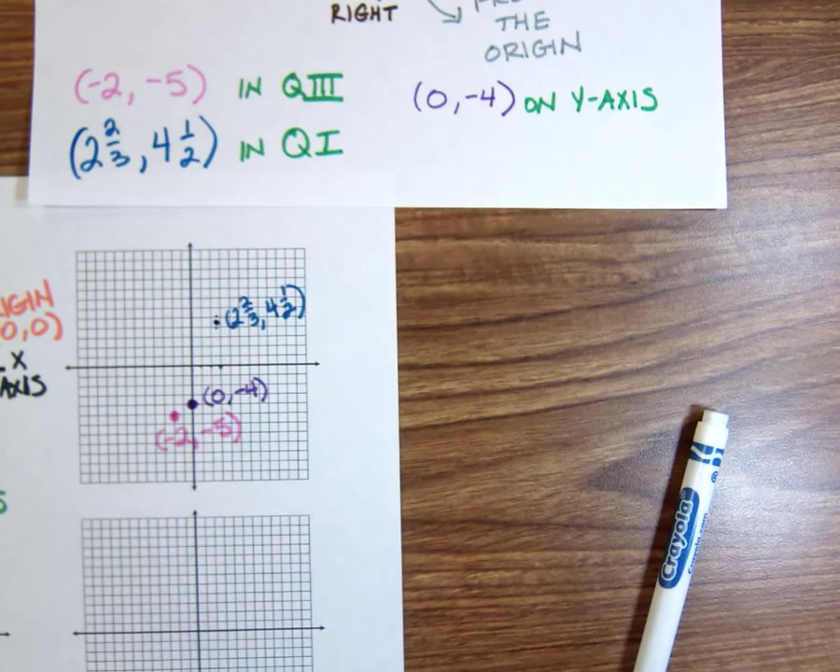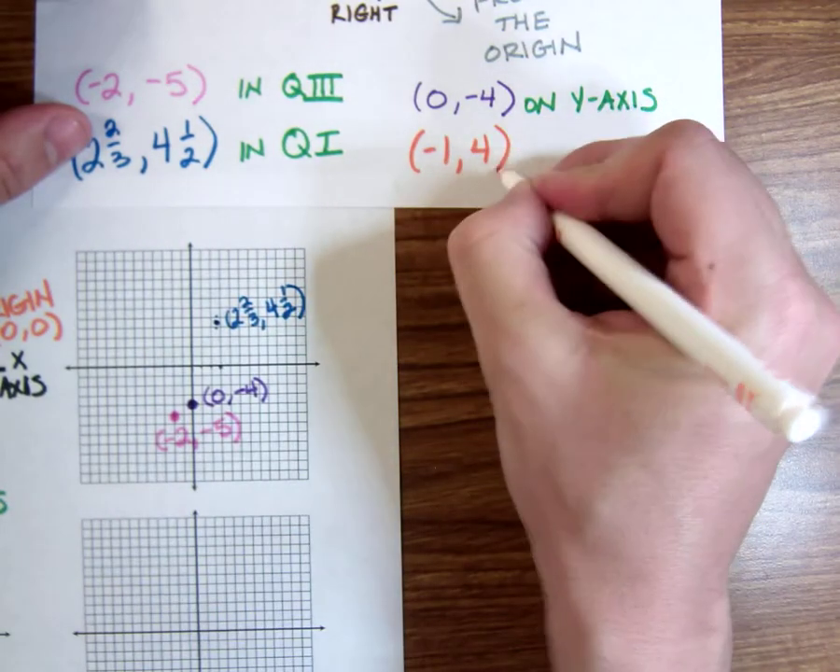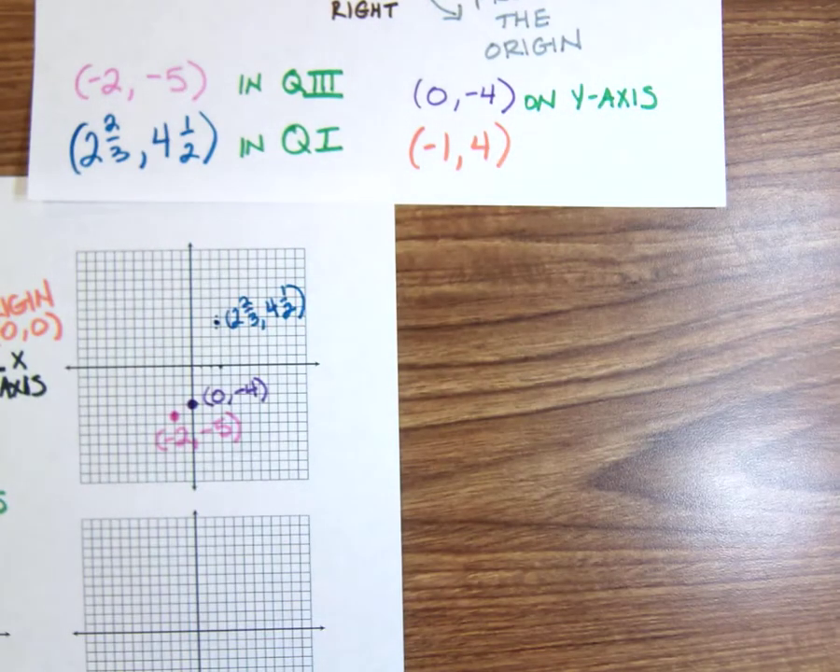Let's do one more of these. (-1, 4). So I have a -x and a +y. Which quadrant is that? That is quadrant 2. Very good.